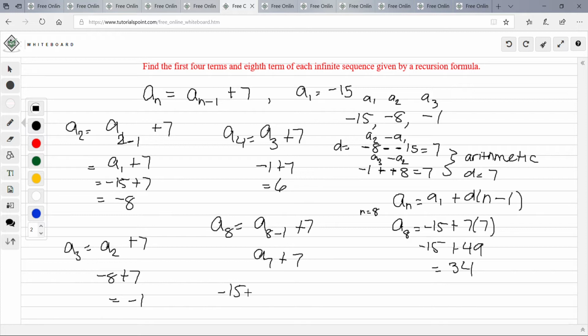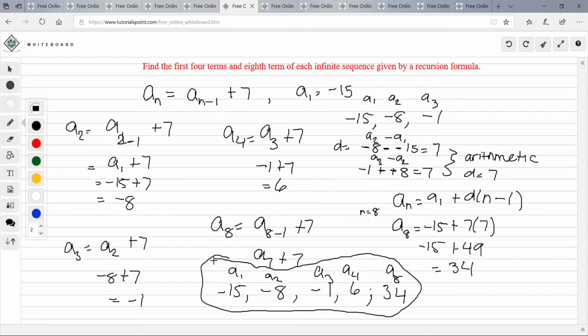So our answer should be negative 15, negative 8, negative 1, 6, and then the 8th term is 34. This is a1, a2, a3, a4, and then a8. So that is your final answer.